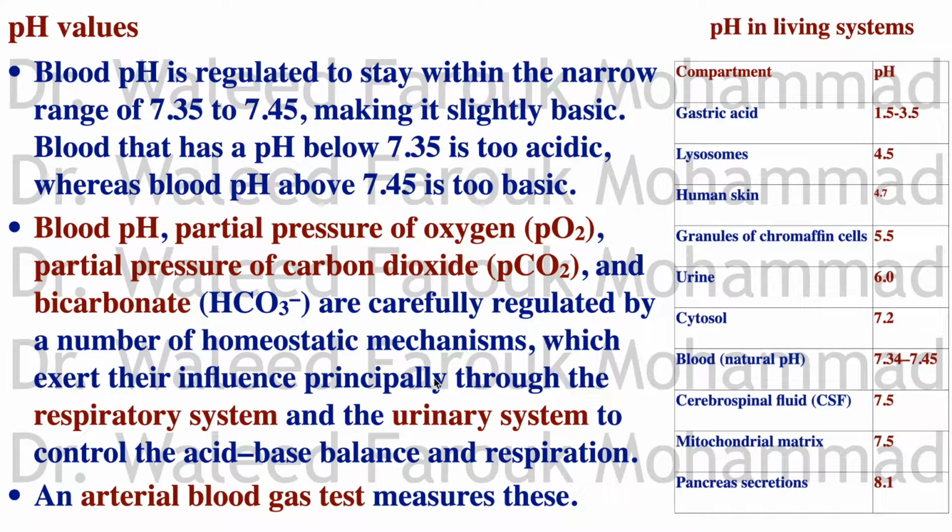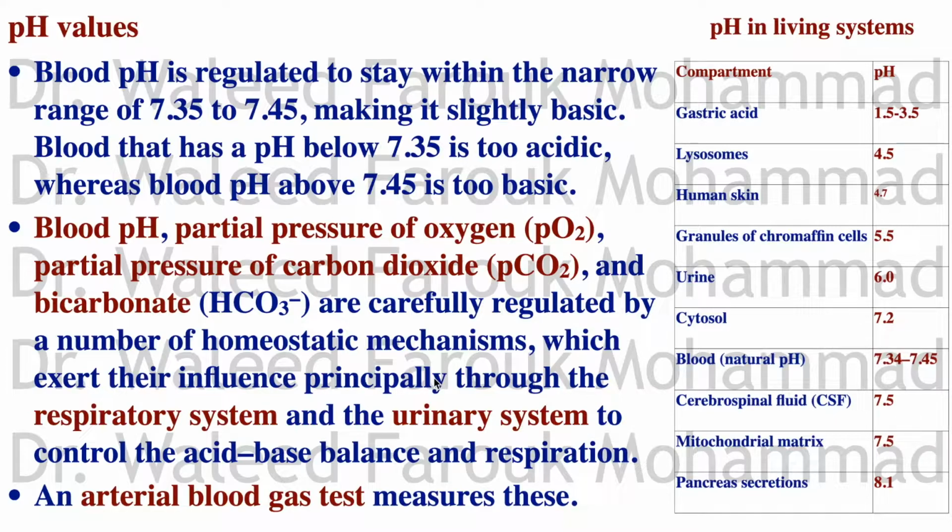The pH value is important in the process of homeostasis, and it has a narrow range, varying between 7.35 and 7.45. You all know that above 7 is alkaline or basic, below 7 is acidic. So the body pH is kept slightly on the basic side, 7.35 to 7.45.